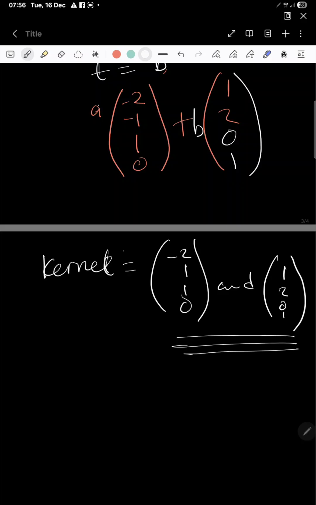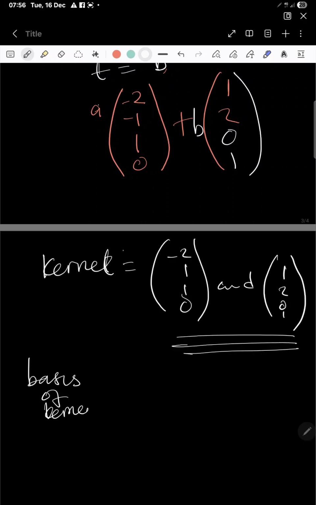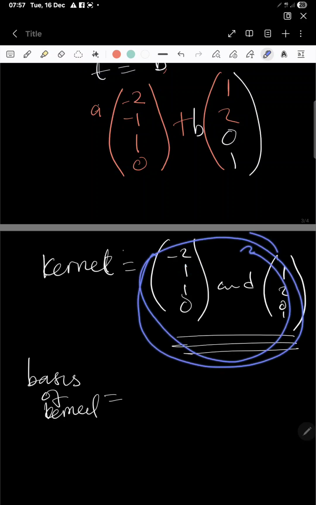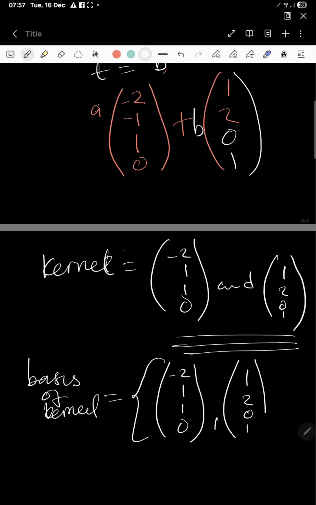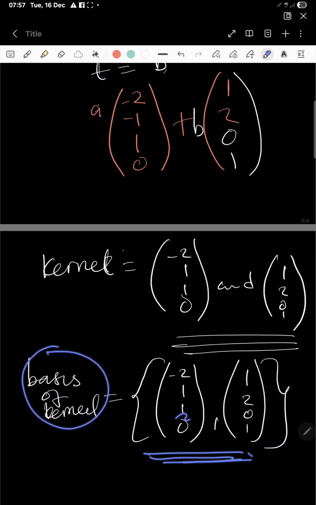Then there are cases where they ask you to get the basis of the kernel. If you are told to get the basis of the kernel, what you simply need to do is put the kernel that you found in a set format. Open the curly bracket and put your kernel in a set form like this. You've seen what I've done. I've used these curly brackets here to put my kernel in a set format. Once you do that, you've gotten what we call the basis of the kernel.